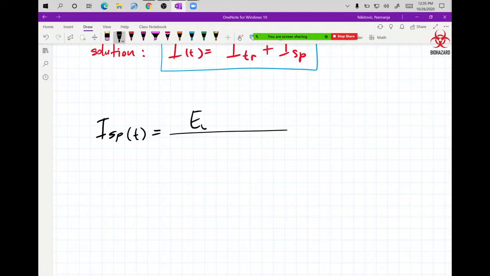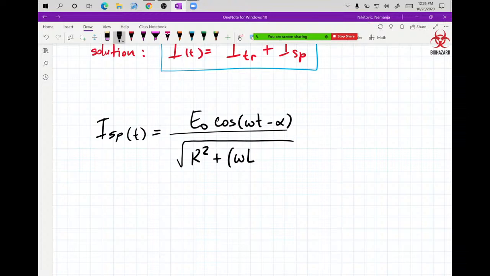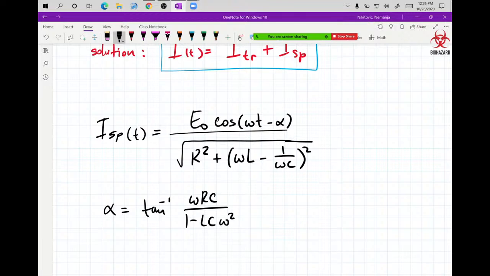So it's going to be E0, that's the voltage, and then you have your cosine omega t minus alpha, and then you're going to have your R squared, that's the resistance, plus omega L minus 1 over omega C, everything squared, and this is going to be the equation. Now the phase angle alpha is going to be the tangent of B over A, so R omega C divided by 1 minus LC omega squared.